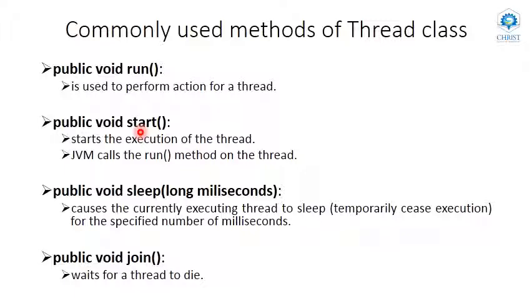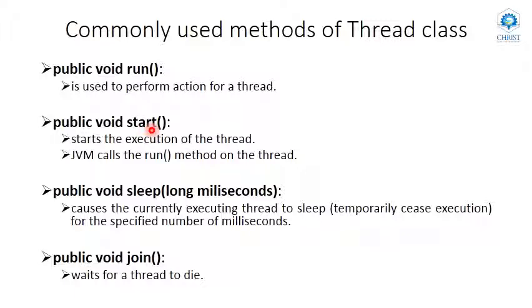Why? Because when we call the start method, Java Virtual Machine calls the run method. So if you are not calling this method, JVM will not call the run method, and the thread will not start working. So if you want to start the thread, we have to call the method start, which automatically makes the JVM, Java Virtual Machine, call the run method, and our thread starts execution.